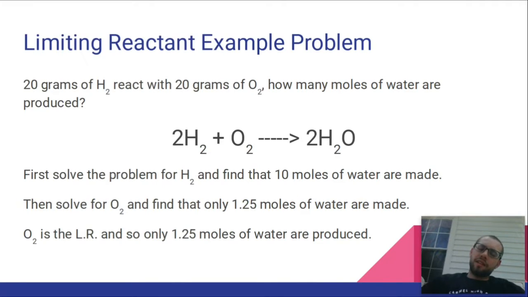I am limited to the smaller amount. I'm stuck with that smaller yield. So oxygen is my limiting reactant. I'm only going to make 1.25 moles of water. I'm only going to produce that much water. That's because the oxygen will run out. I'll run out of oxygen, and then the reaction won't be able to keep going because I'm missing one of those reactants.